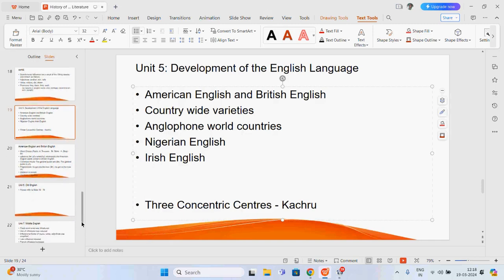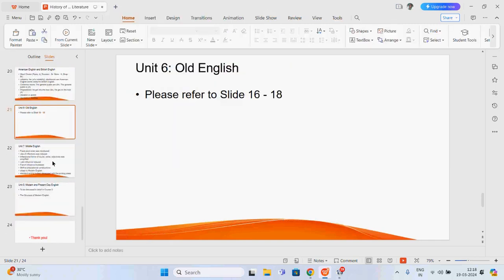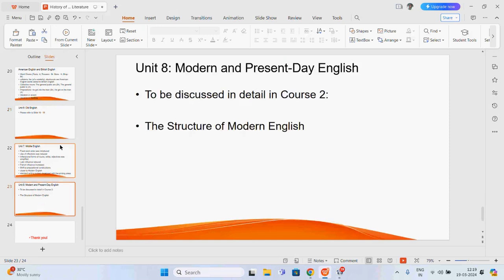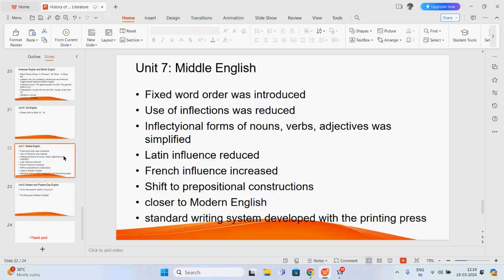You have now 3 units devoted, 6, 7 and 8, to the 3 major periods of the English language: Old English, Middle English and Modern English. For the Old English period, you will refer back to slides number 16, 17 and 18 that I've already discussed. I'll quickly take you back to those slides. For the Middle English period, what are the things that we need to remember?